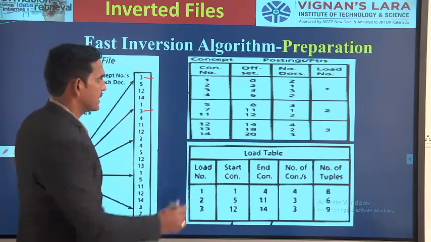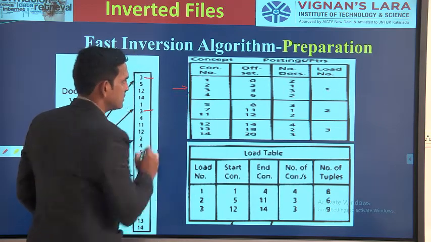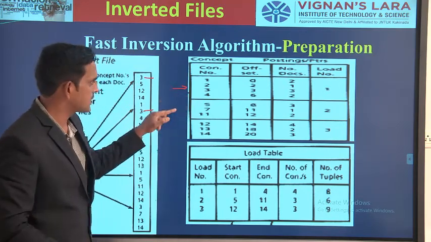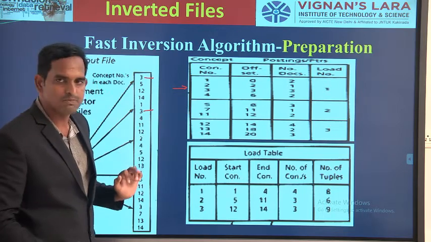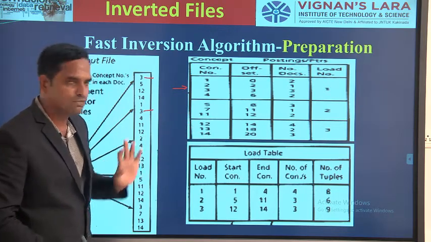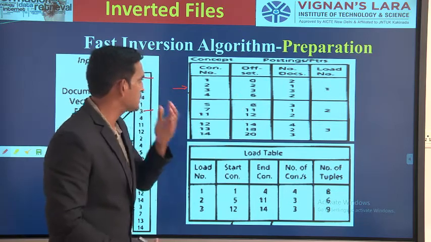The first load contains the concepts 1, 2, 3, 4. The second load contains 5, 7, 11. The third load contains 12, 13, 14. So the remaining things, what are these things?